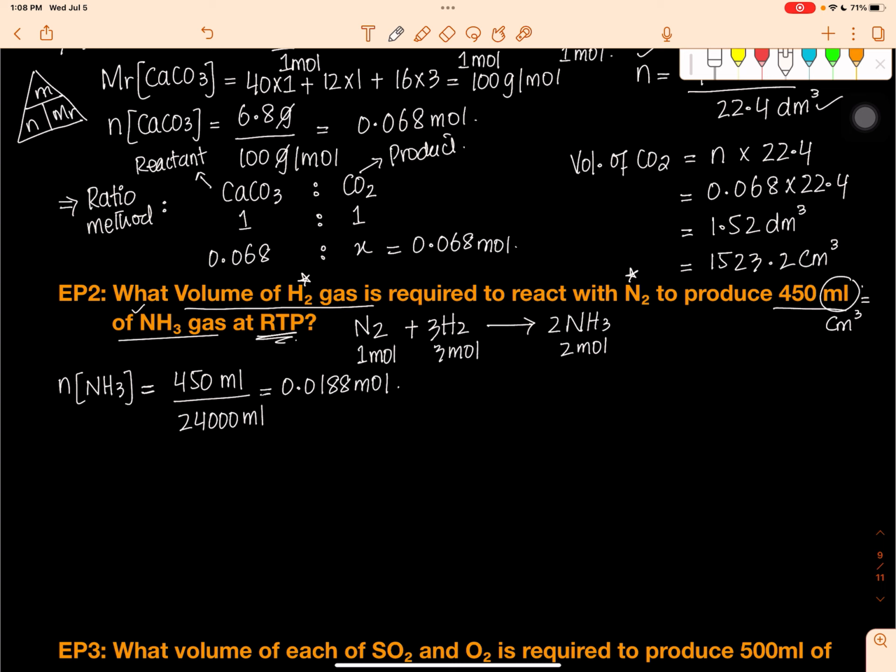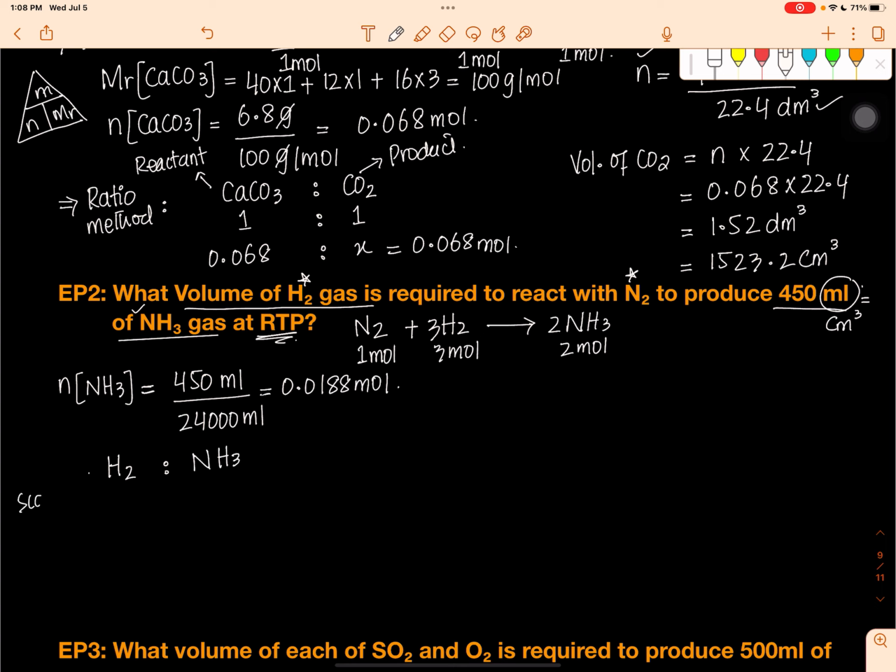These are the number of moles of ammonia which are produced, and for the production of this many moles of ammonia, how many moles of hydrogen are required? And when we have those number of moles, we can find out the volume of hydrogen gas. So now let's do the ratio method, which is between hydrogen and ammonia.